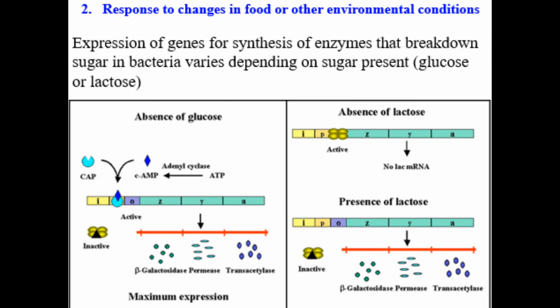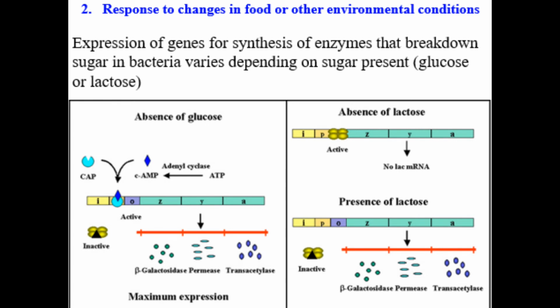Here's an example with bacteria that's pretty simple. Under some conditions, if there's no glucose, for instance, then the genes of bacteria can be turned on and they start to synthesize an enzyme that can be used to break down other energy sources besides glucose.